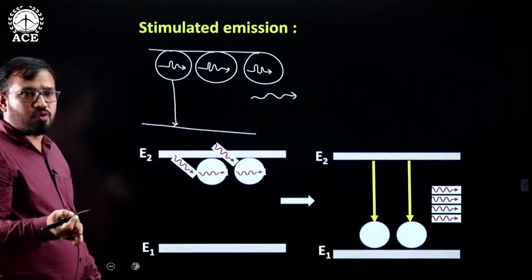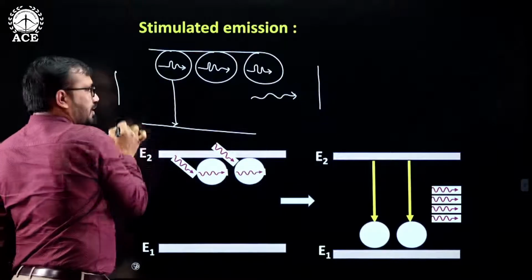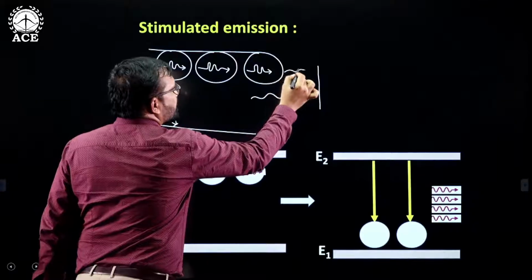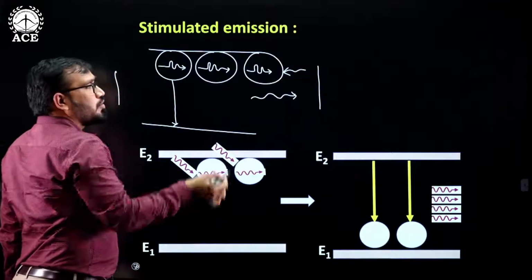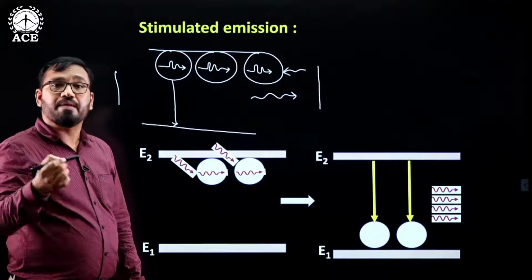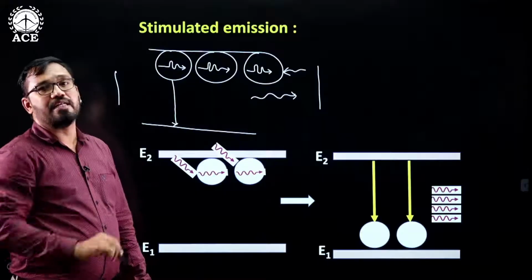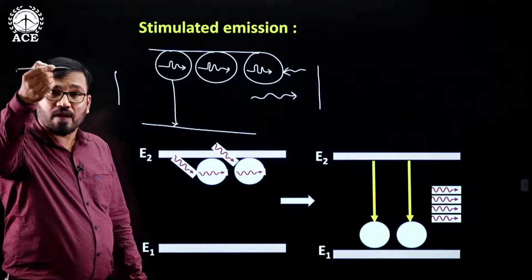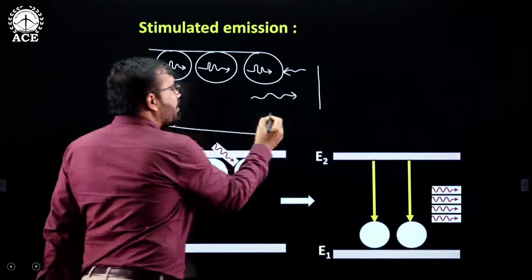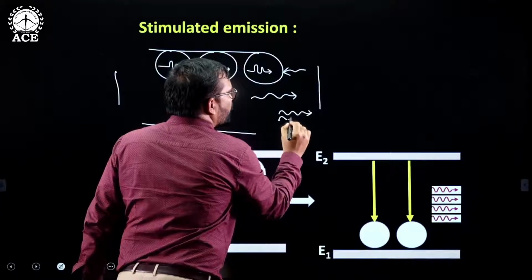So this is a spontaneous photon. This photon will experience reflections from the mirrors. Now these photons get back and interact with these atoms. So spontaneously emitted photons are interacting with the atoms present in the higher energy level and causing the transition of atoms from higher energy level to lower energy level. So now how many photons are you going to get? 2 photons.